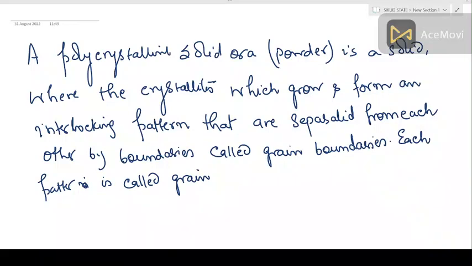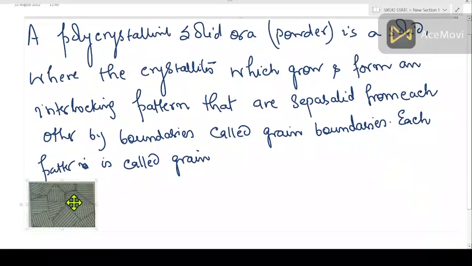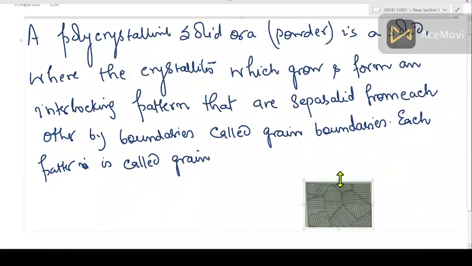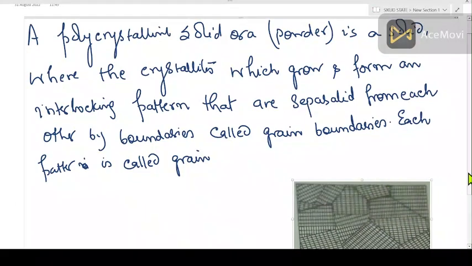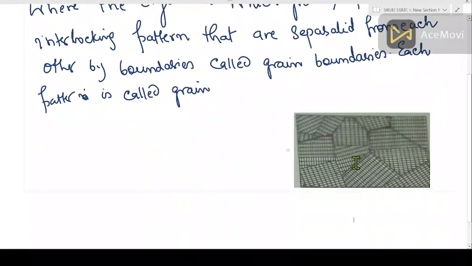I will still suggest you not to use the term semi-crystalline in this situation, because semi-crystalline solids are something different. But many textbooks are writing like this, so maybe in your college they are using this term. So this is a polycrystalline solid. You can see this is one grain, this is another grain. These grains are randomly oriented and they are separated by boundaries.